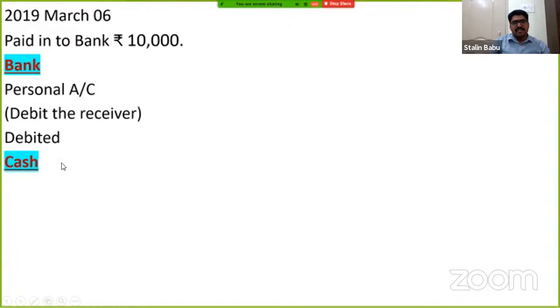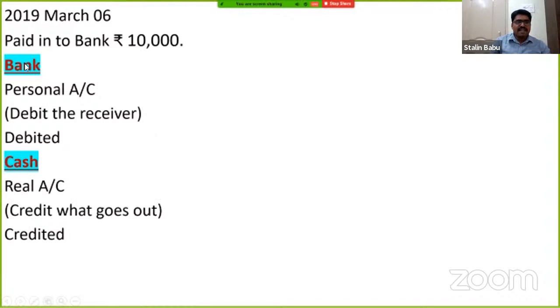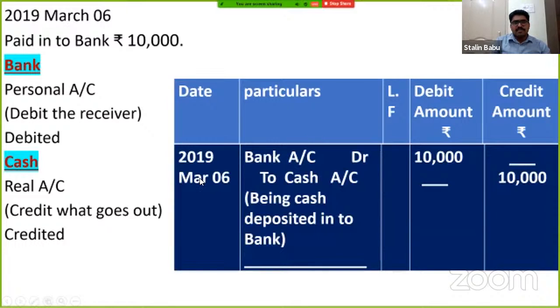Cash is going out of the business. So according to the real account, it should be credited. So the entry is bank account debit to cash account. Write in the journal book. Date March 6, 2019, bank account debit to cash account, being cash deposited into bank. How much amount? 10,000. Write 10,000 in debit column against bank account, that is debit account, and write 10,000 in credit amount column against credit account.